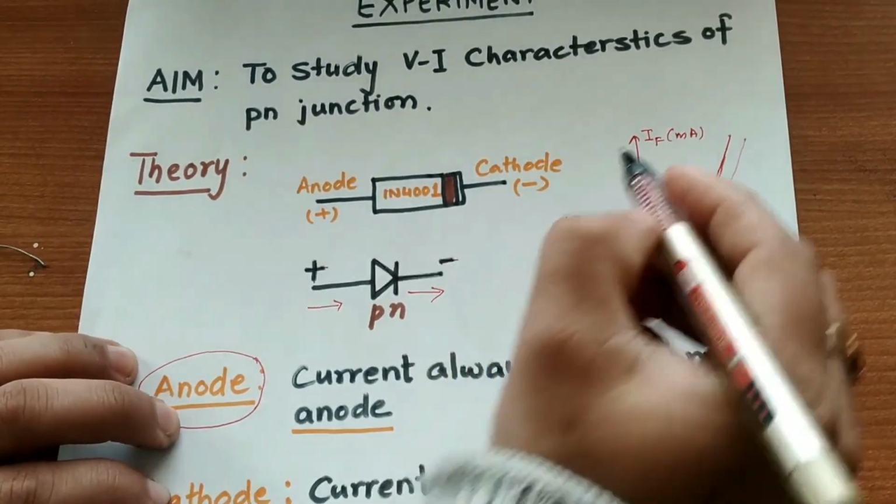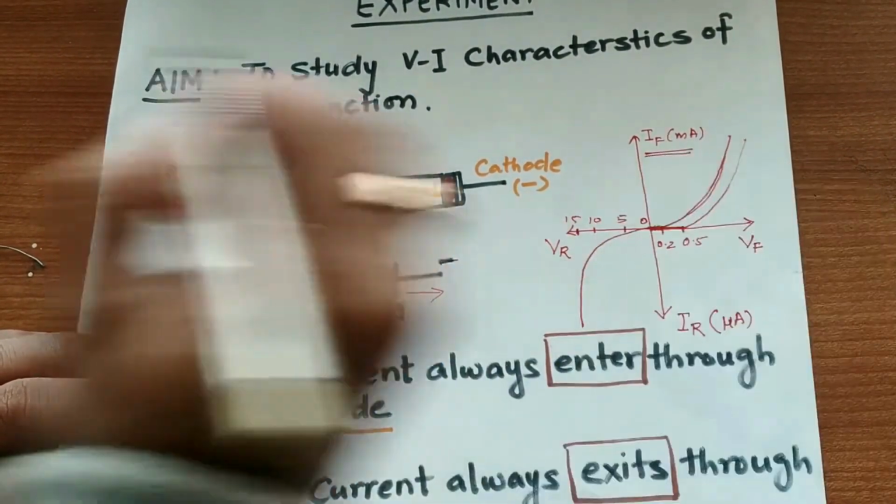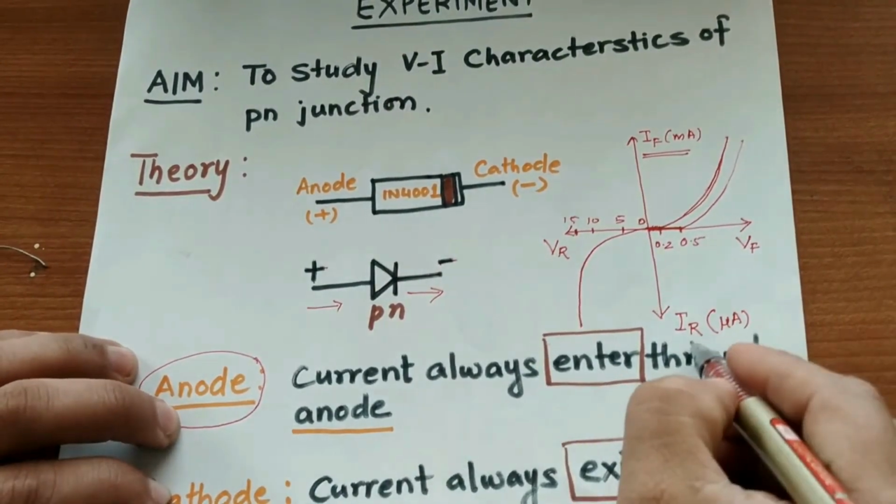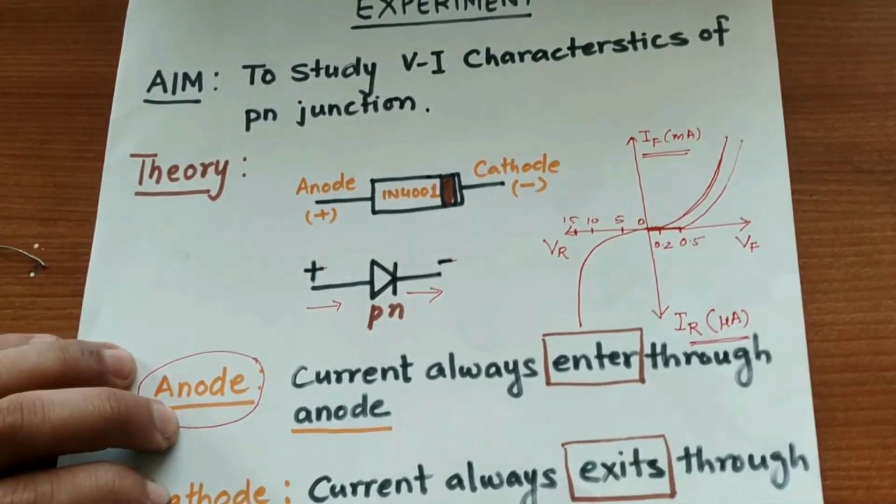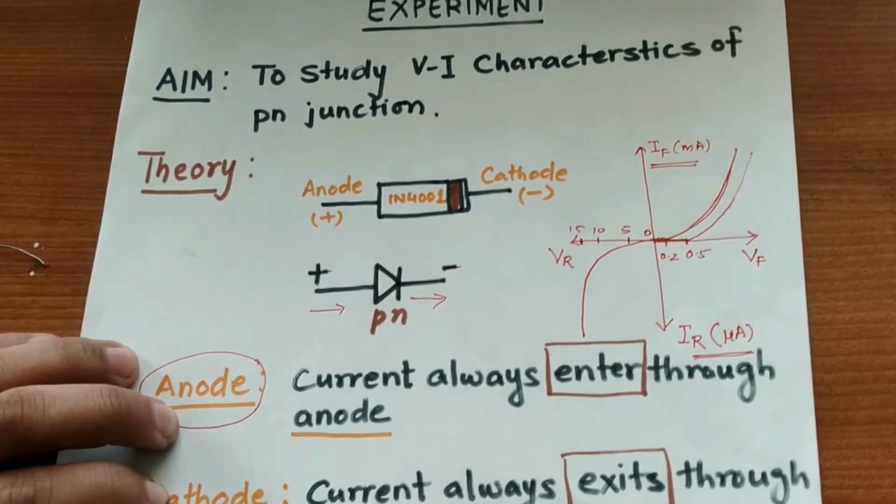So the current we get in forward bias condition is in milliamperes, and the current we get in reverse bias direction is in microamperes.